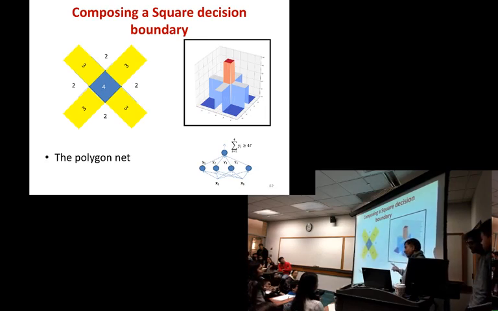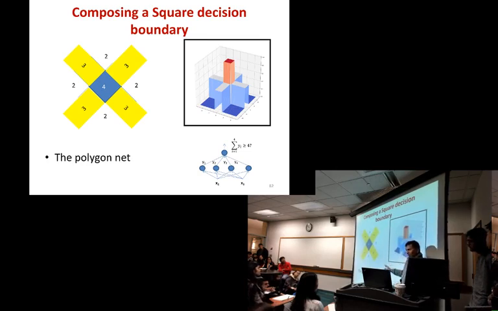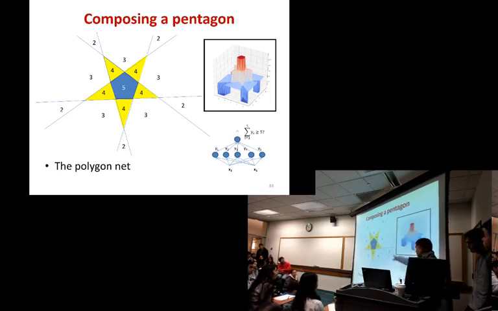But let's look at the sum as a function of the entire space. If you look at the sum as a function of the entire space, this is the value of the sum. It's 4 inside the square. These regions are 3. These regions are 2. Now, let me do a pentagon. The sum is 5 inside, 4 here, 3 here, and 2 over here. I have 5 neurons, each of them getting one side of the pentagon, and I add up their outputs. That's the sum. So here's the three-dimensional picture. It's 5 here, 4 in these little arms, 3 over here, and 2 over here.